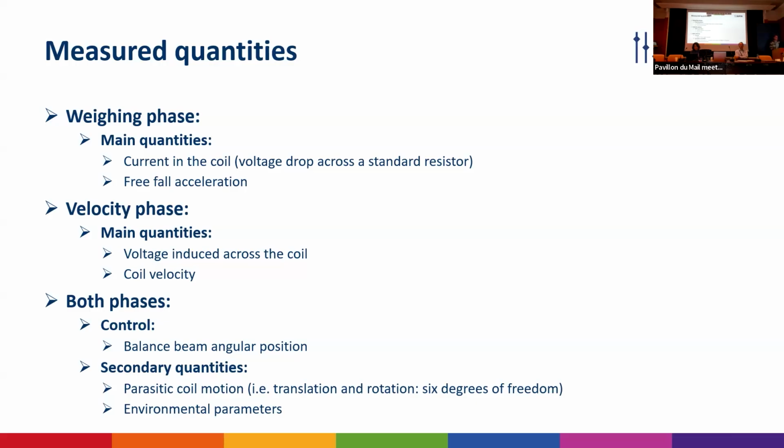And we also have to measure secondary quantities. What I'm calling here secondary quantities correspond to the quantities not directly involved in the Kibble balance, but necessary to determine some uncertainties or to analyze the data. It can be parasitic coil motion, so it is directly involved in the calculation of uncertainties. It can also be environmental parameters, such as the magnet or lab temperature and so on, which will be useful to analyze the drift and these kinds of things.